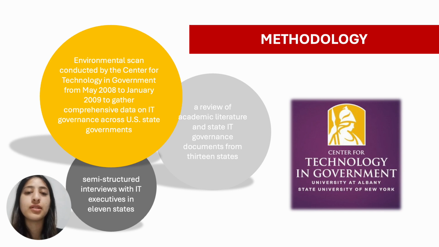The first one is the environmental scan. This was carried out over the span of several months to understand how IT governance was functioning in US states. The second one is the review of literature. It included a thorough review of academic literature along with state IT governance documents from 13 different states. This allowed us to understand current governance models and approaches. The third one is interviews.